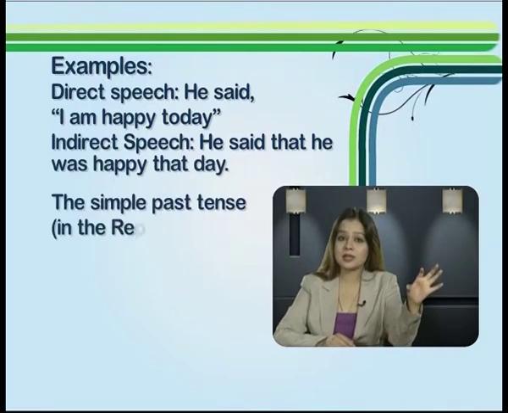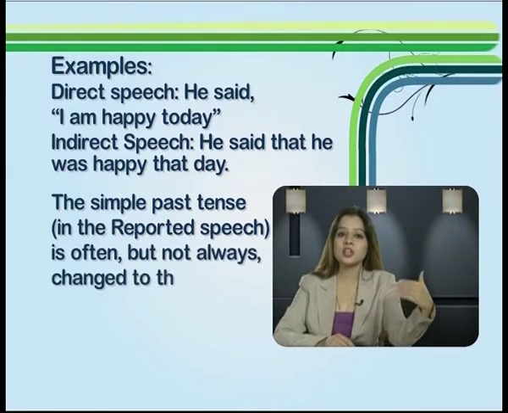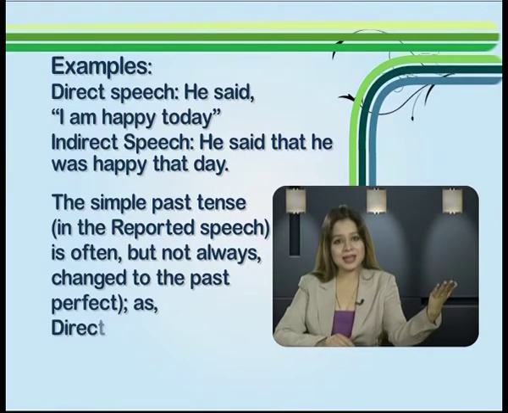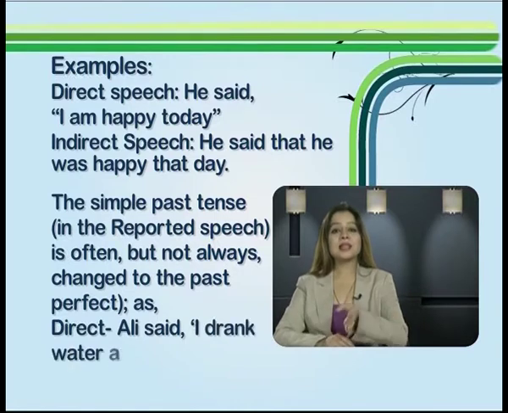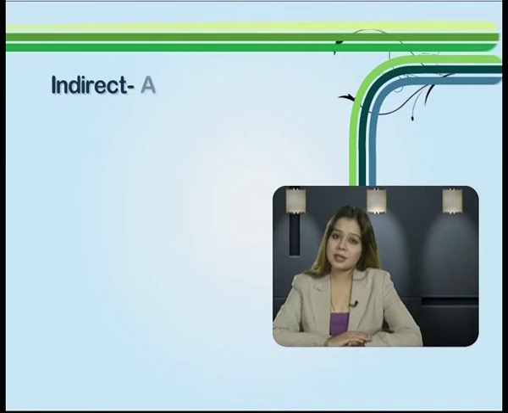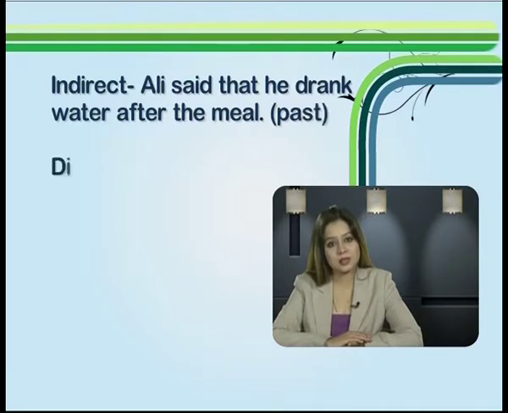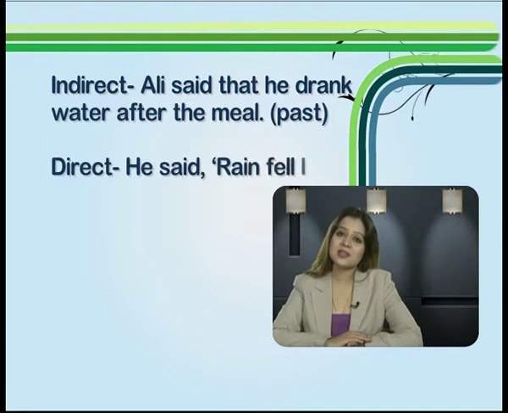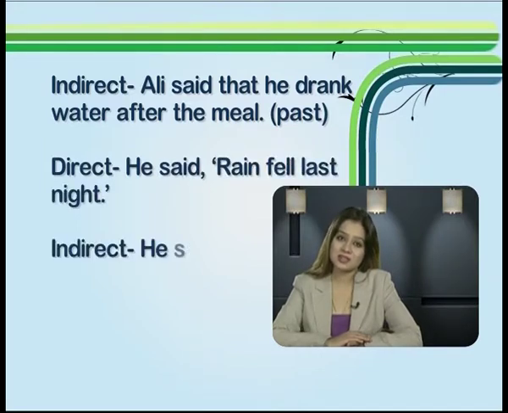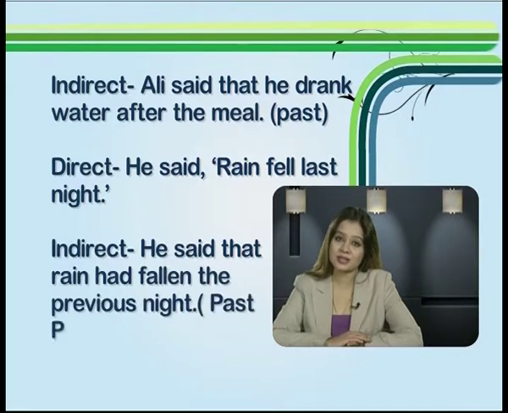The simple past tense in the reported speech is often, but not always, changed to the past perfect. As direct: Ali said, "I drank water after the meal." Indirect: Ali said that he drank water after the meal. Past. Direct: He said rain fell last night. Indirect: He said that rain had fallen the previous night. Past perfect.